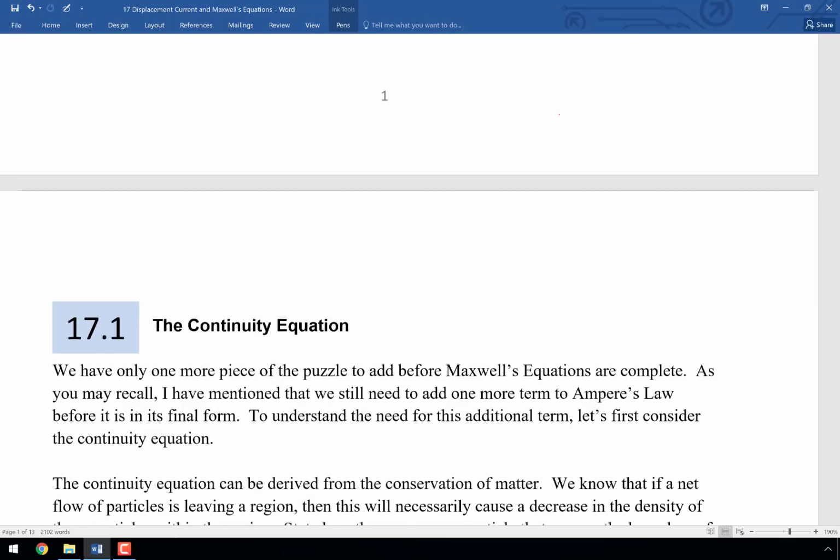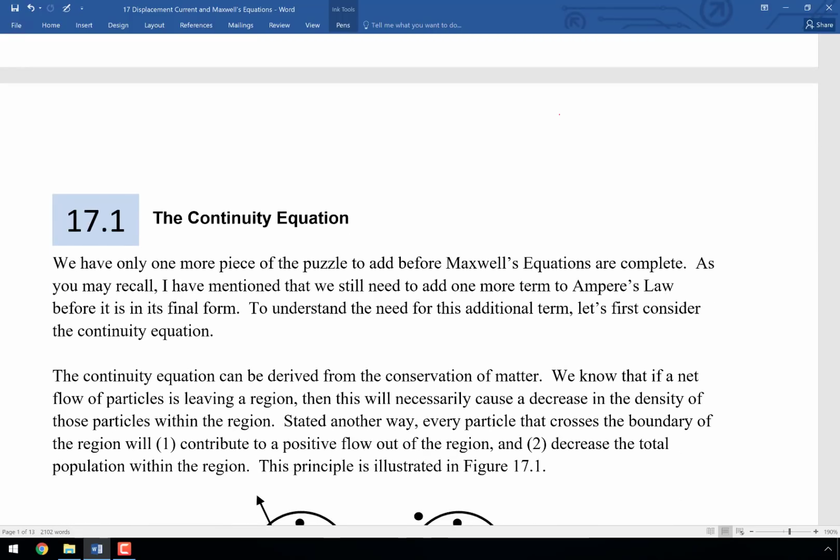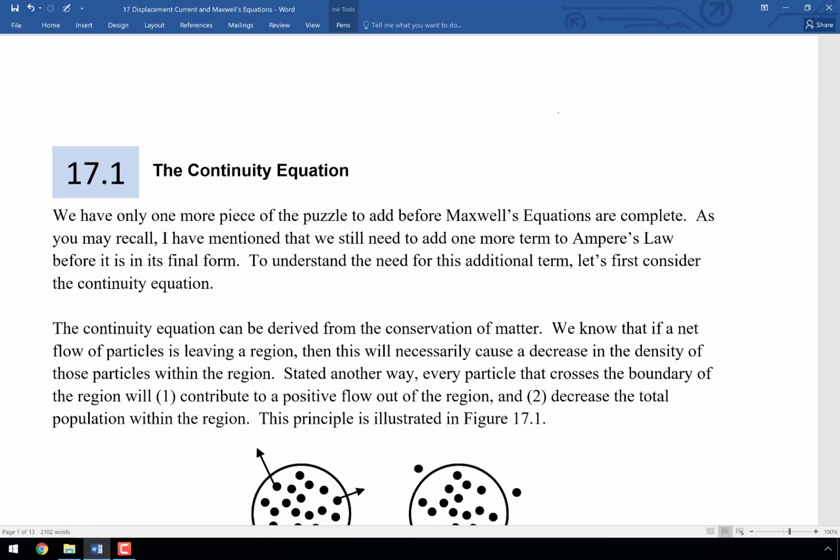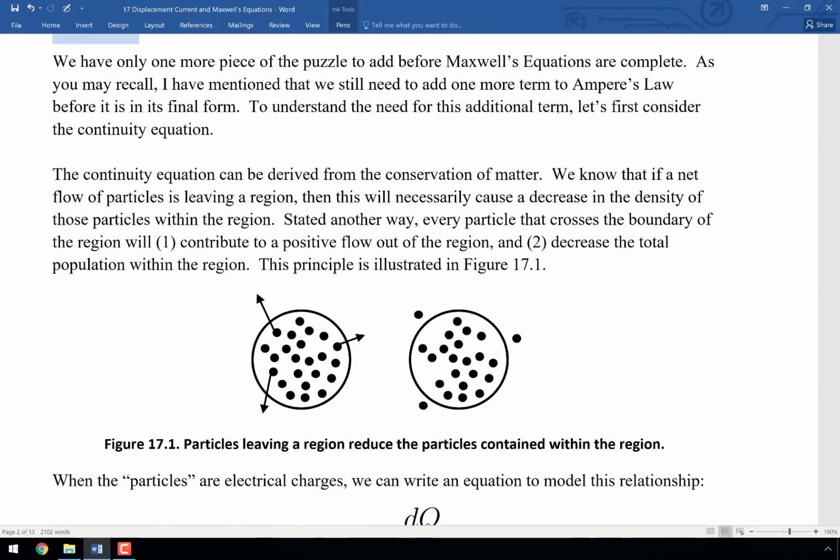So let's get into the new material for today, the continuity equation. The continuity equation is really just a mathematical statement of the conservation of mass. We understand that if a particle exists, absent any sort of nuclear reactions, the particle has existed for all time and will exist for all time. That means that if we look at a picture like in Figure 17.1, we understand that if particles are going to leave a region, then it's necessarily going to reduce the amount of particles that are left within the region.